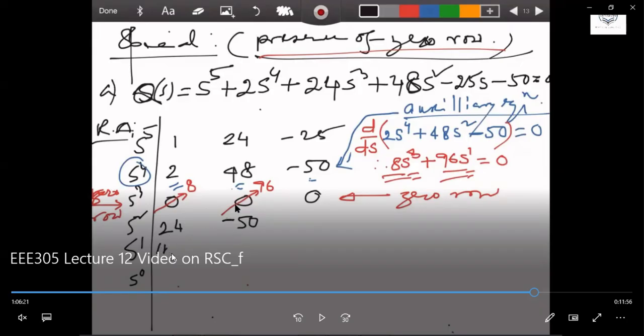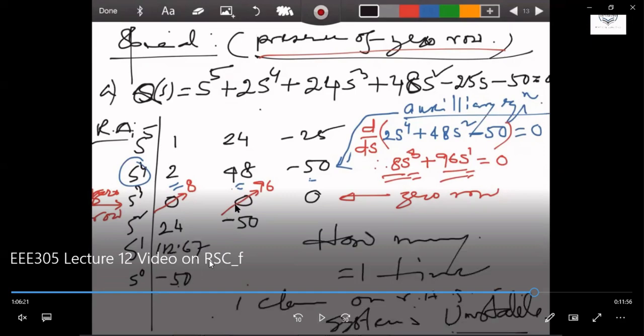And from there, the next row you can calculate in the same way. That is this into this divided by this: 8 into minus 50 divided by 24. You are getting this 112.67. And then minus 50 straight away coming here, because this into this minus 0 into 24, divided by this, is ultimately giving you minus 50. Normally this number comes here.